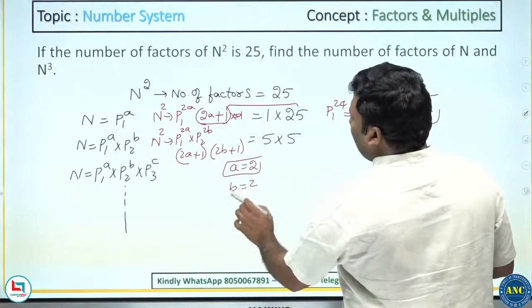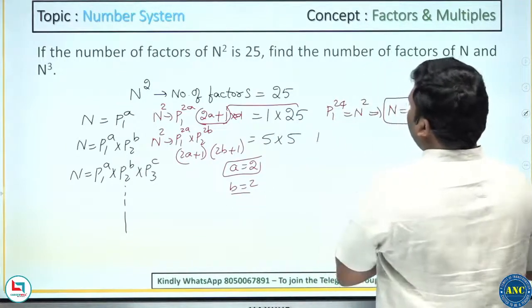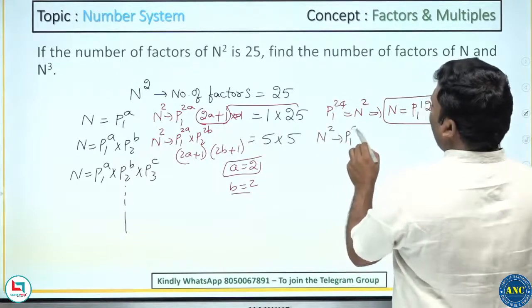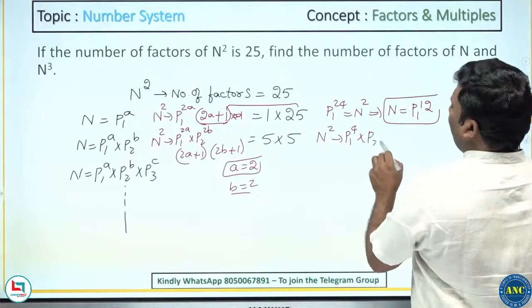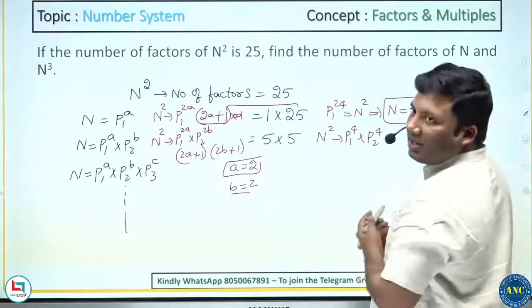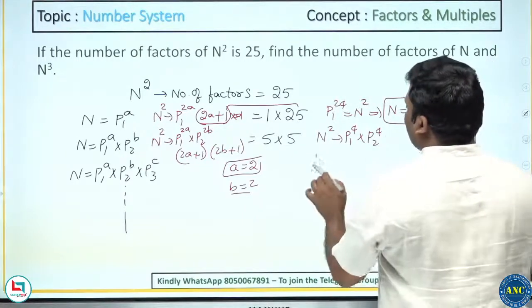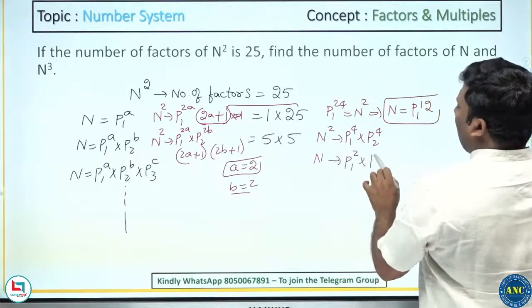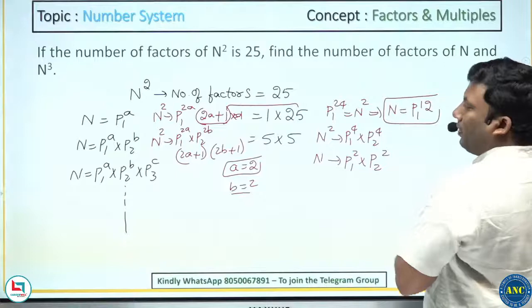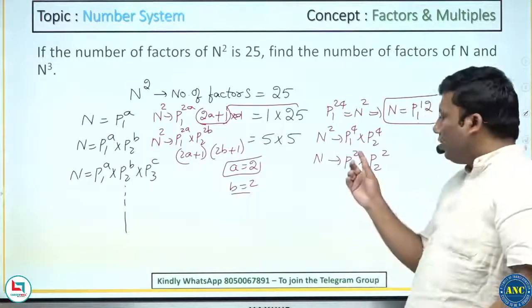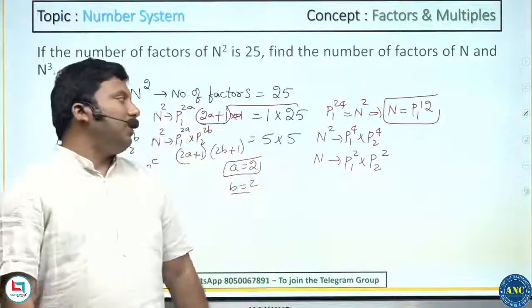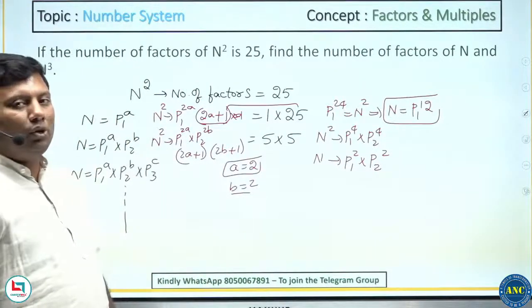B value it is 2. So n square will result in P1 power 4 into P2 power 4. N will be P1 square into P2 square. I hope it is clear, right? So if n is P1 square into P2 square, n square will become P1 power 4 into P2 power 4.